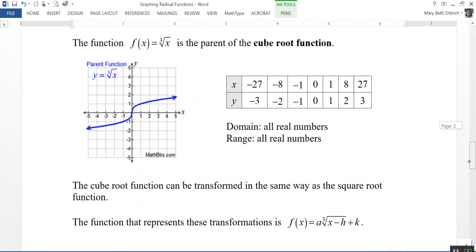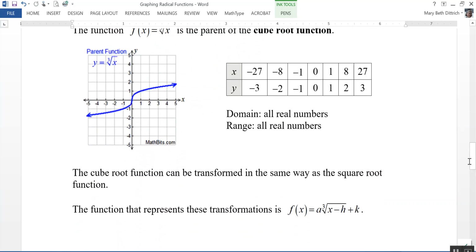The function f of x equals the cube root of x is the parent function of the cube root function, and it looks something like this. You'll notice that this is different from the square root function because it not only has this portion on the right that goes up and to the right, but it also has a part that goes down and to the left.